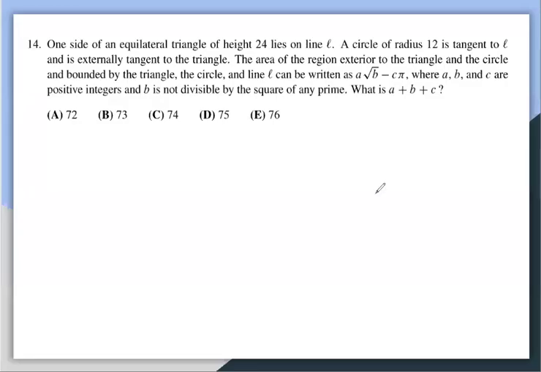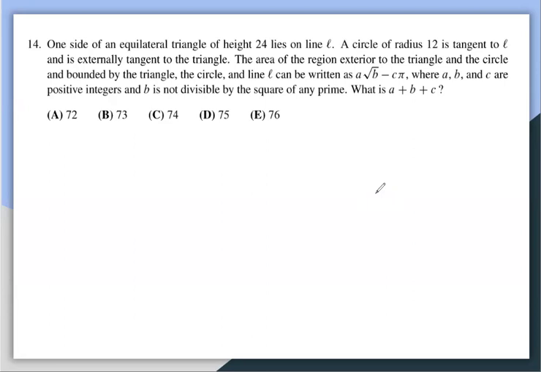Okay, so this is number 14. One side of the equilateral triangle, with height 24, lies on a line L, and a circle of radius 12 is tangent to that line L and externally tangent to the triangle. The area of the region exterior to the triangle and to the circle and bounded by the triangle, circle, and that line can be written in this form. We want to find the sum of those A, B, C.